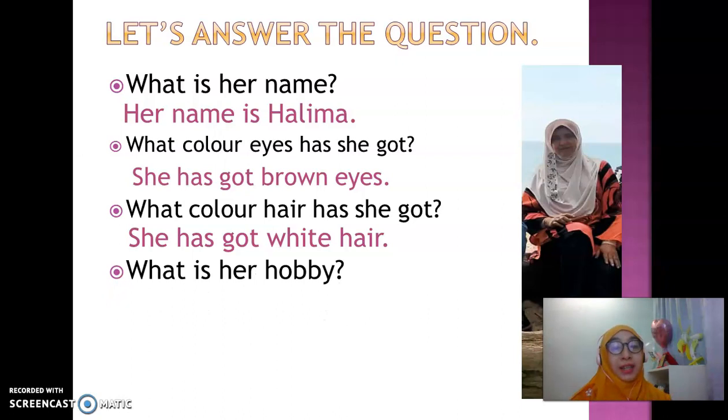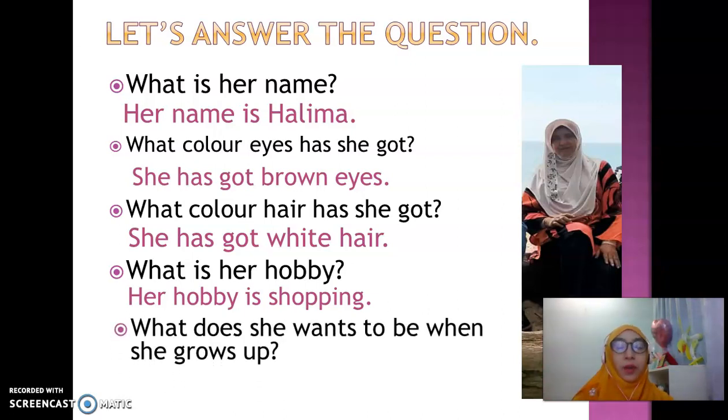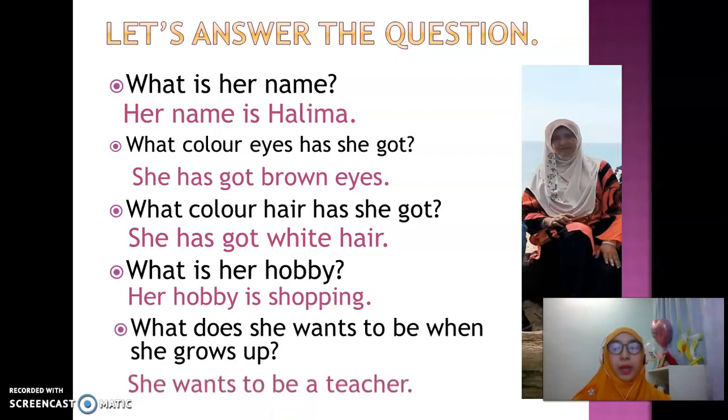What is her hobby? That's question number 4. Her hobby is shopping. And the last question, question number 5: What does she want to be when she grows up? She wants to be a teacher.